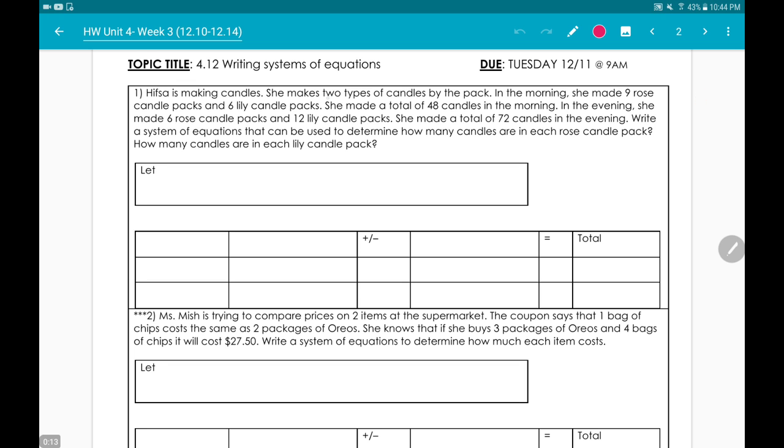Hissa is making candles. She wants 2 types of candles. In the morning, she made 9 rose candle packs and 6 lily candle packs. She made a total of 48 candles in the morning. In the evening, she made 6 rose candles, 12 lily candles, and then she made a total of 72. We are going to write a system of equations that can be used to determine how many candles are in each rose and in each lily pack.